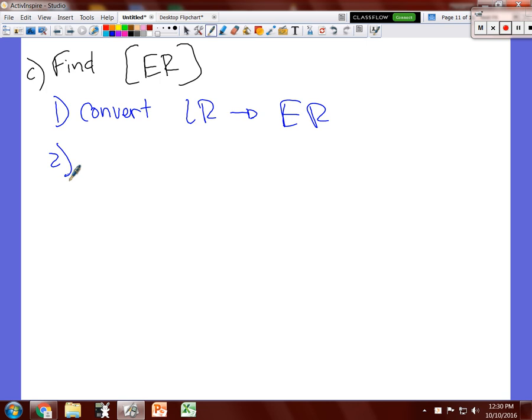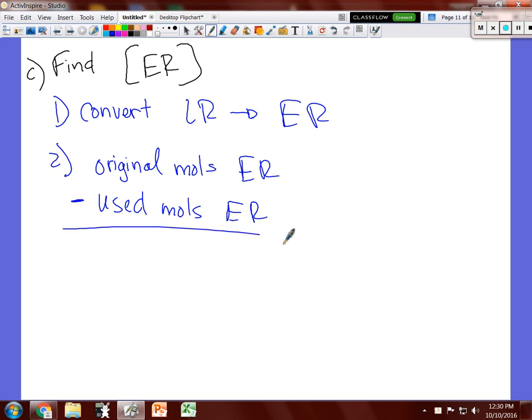Step number 2 is the original moles of the ER minus used moles of the ER, and this is going to give you your moles of ER remaining. Okay, and then there's one final part. The reason you cannot stop here is because what was the question? Calculate the concentration. Okay, this is the part where it gets really weird.